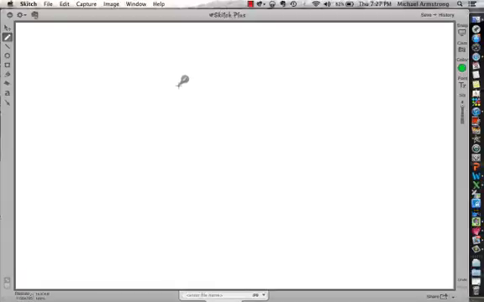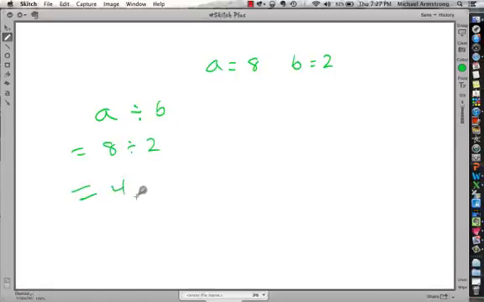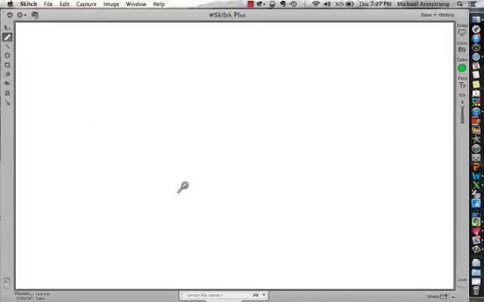If we have two variables, say a divided by b, but they tell you what they both are. A is equal to 8, and b is equal to 2. You can rewrite that. A is 8 divided by b, and b is 2, and 8 divided by 2 is 4. Works out pretty well. You can try some on your own down below. We're going to keep moving along. These are just in case you get stuck.